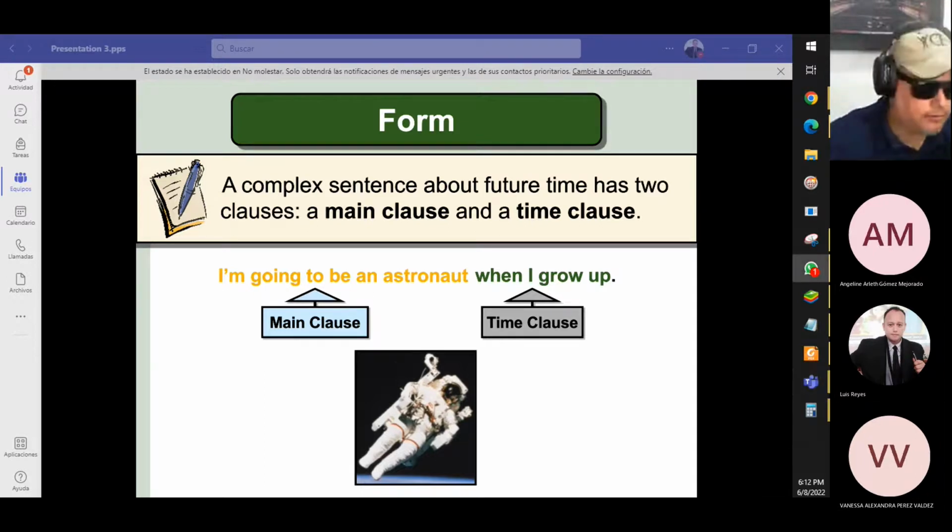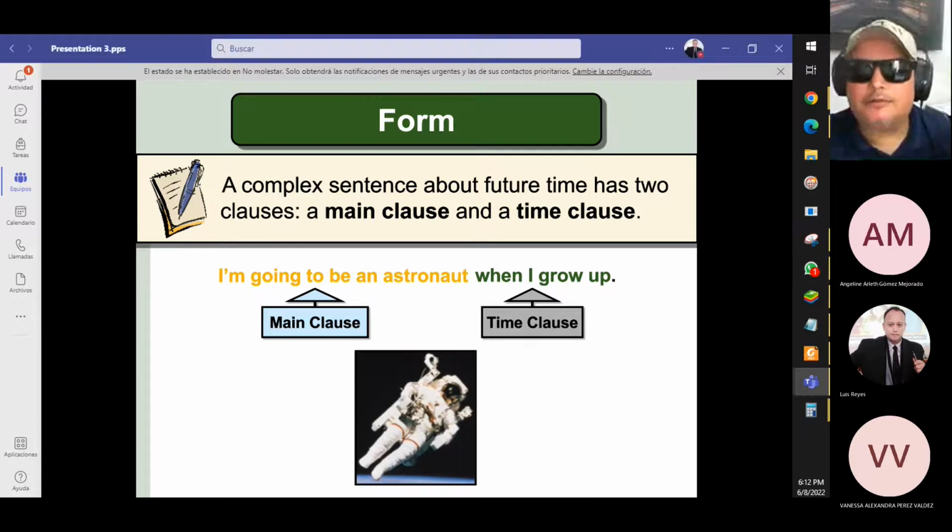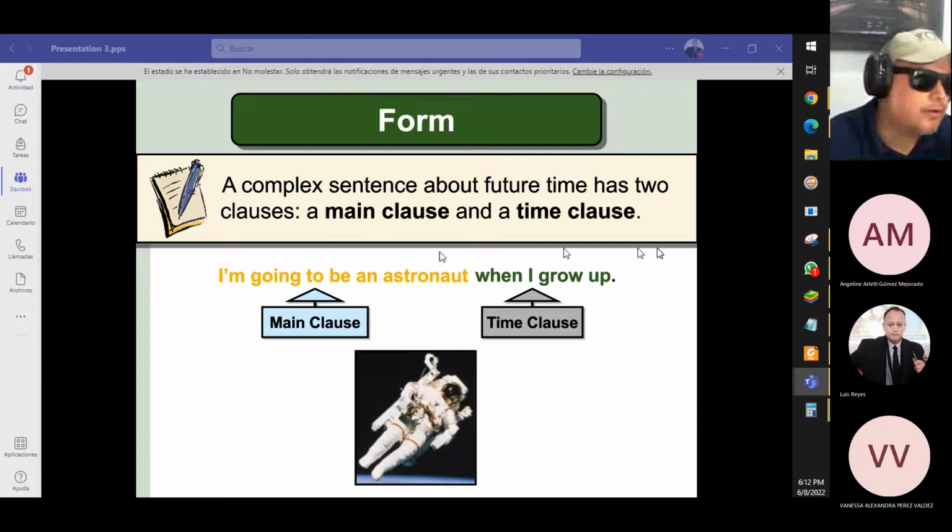Main clause, time clause, ¿ok? Y esa cuando estamos utilizando future time clauses, ¿ok? Tiene que haber, no puedes usar un future time clause si no viene el main clause y el time clause, ¿ok? No tiene, uno no funciona sin el otro, ¿ok?